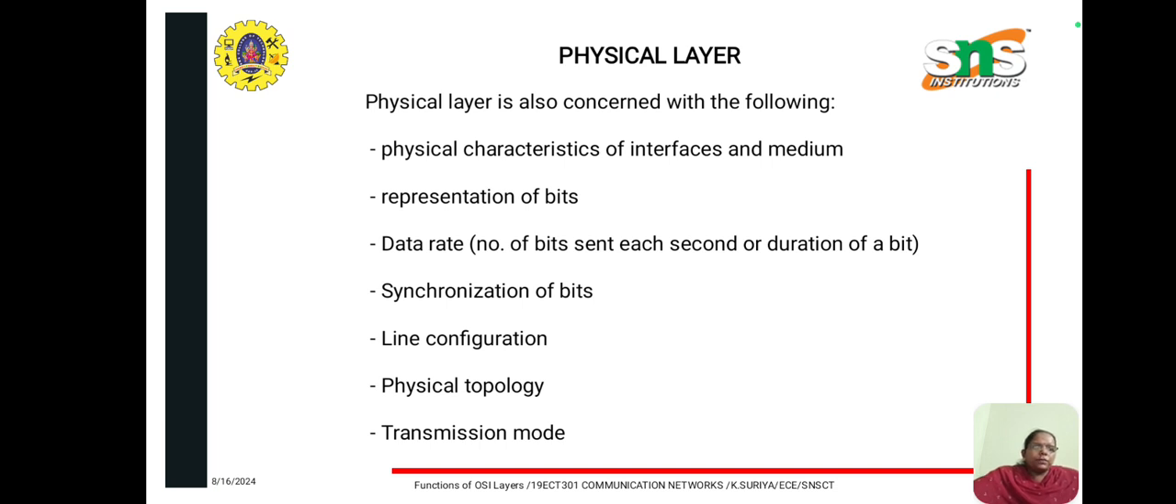Next one is transmission mode. The physical layer also defines the direction of transmission between the two devices. It can be either simplex, half duplex, or full duplex. In simplex, only one device can send, the other can only receive. The simplex mode is a one-way communication. In half duplex, two devices can send and receive but not at the same time. In full duplex mode, two devices can send and receive at the same time. So these are all the functions of the physical layer.